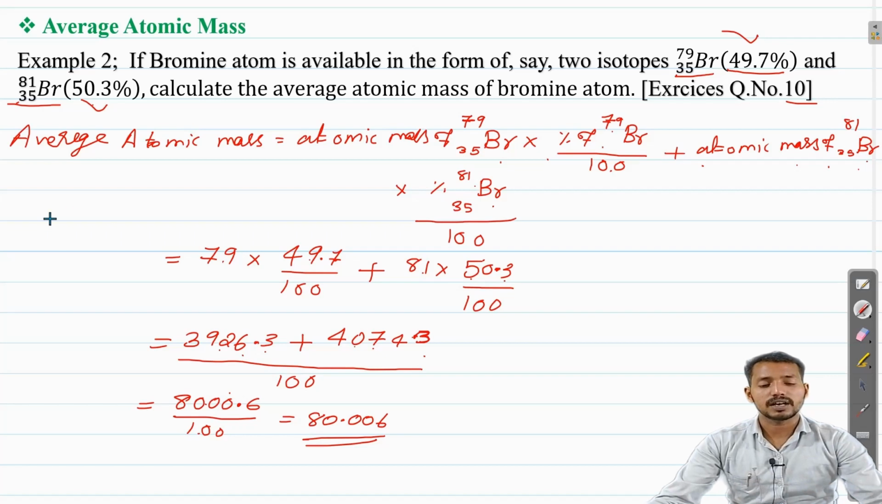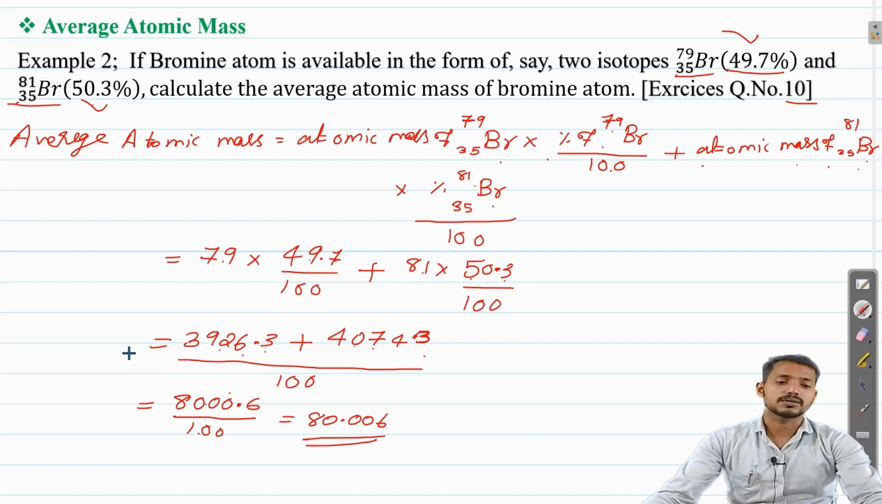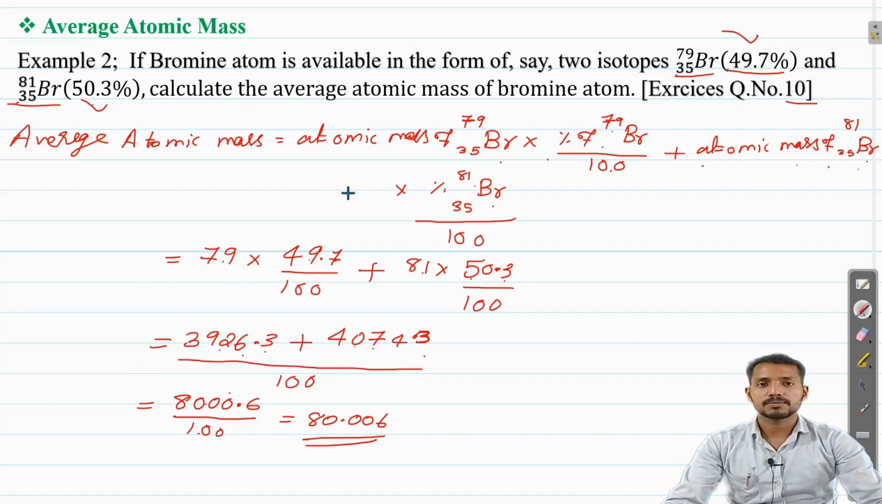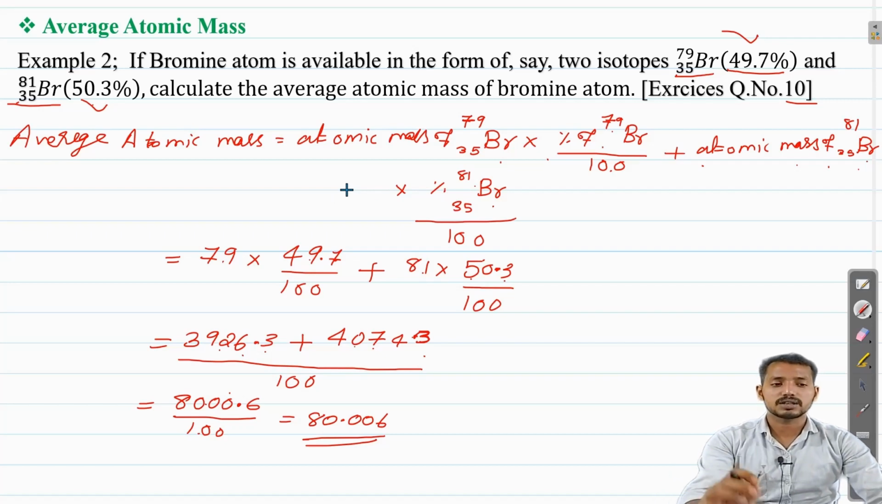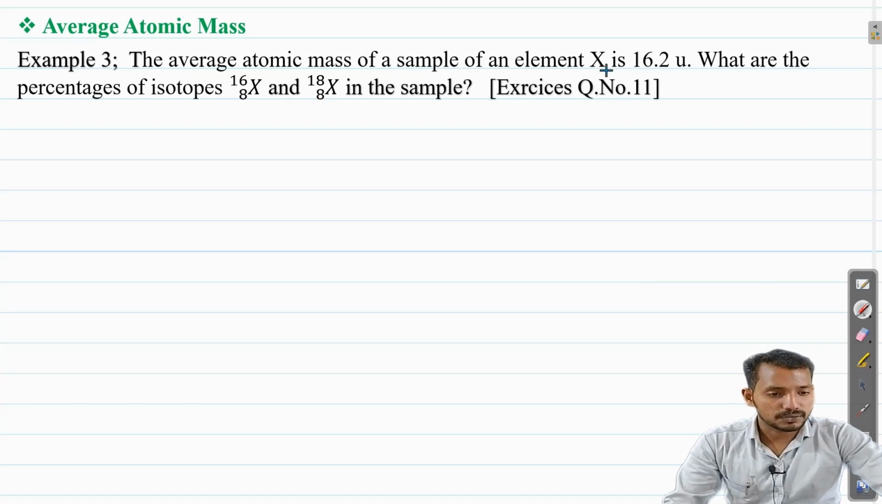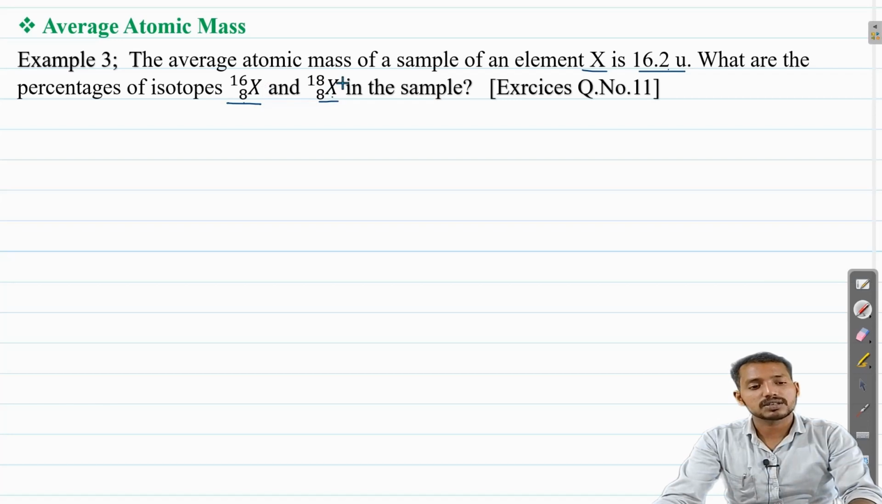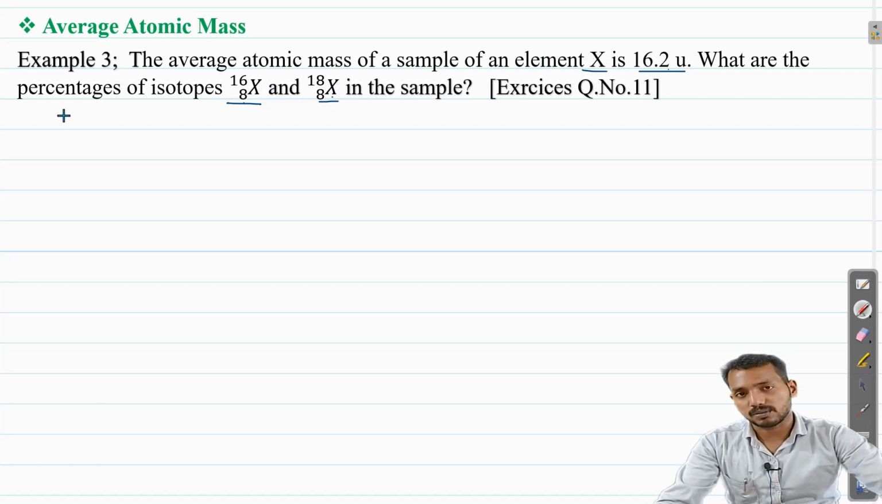So this is the way we calculate the average atomic mass. So whether the percentage or ratio is given, just remember this formula and find it accordingly. Okay. Now let's discuss one more question, question number 11 from the same exercise. Here, the average atomic mass of a sample of element X is 16.2 u. The average mass is given. What are the percentages of the isotopes X-16 and X-18? There are two isotopes in the sample. We have to find the percentage of these two isotopes from the given average atomic mass.